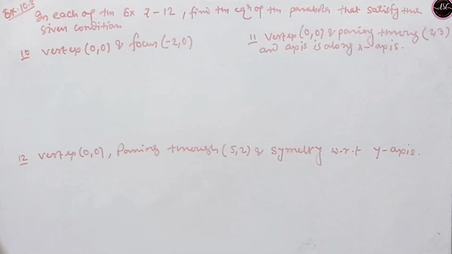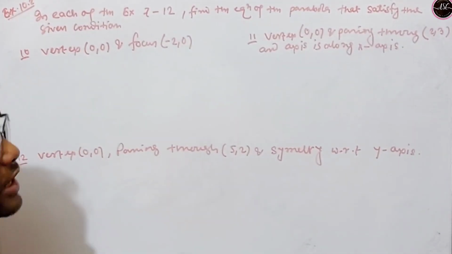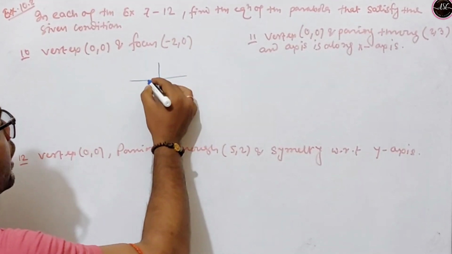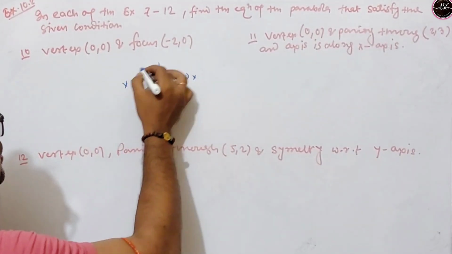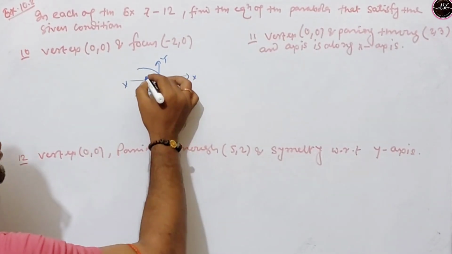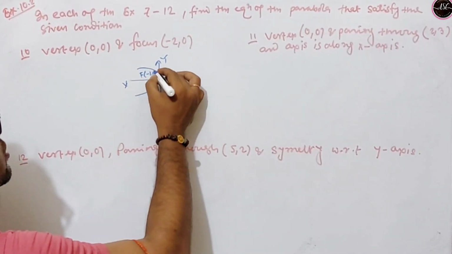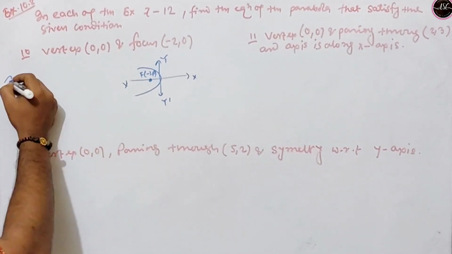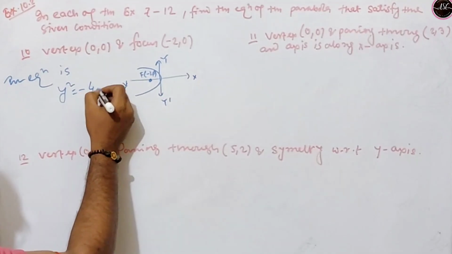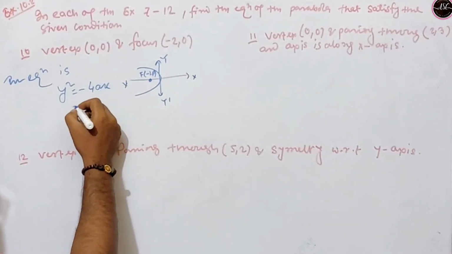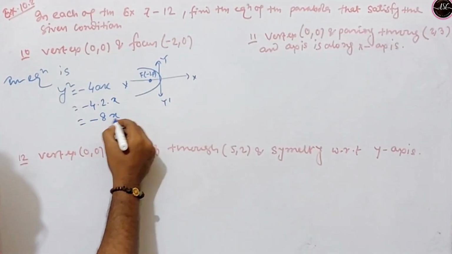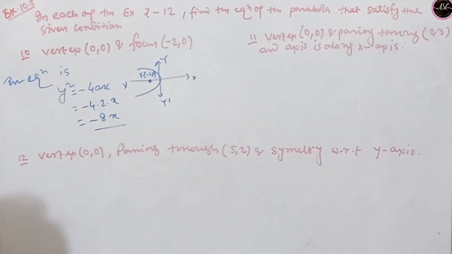Here from 10, vertex is 0 0 and focus is minus 2 comma 0. So focus is minus 2 comma 0, that means here this is x axis, this is y axis. So the parabola must be this type. Okay, focus minus 2 comma 0. So the equation is y square equal to minus 4ax, a equal to 2, so just put here 2, so we get minus 8x. Y square is equal to minus 8x is the equation of the parabola.